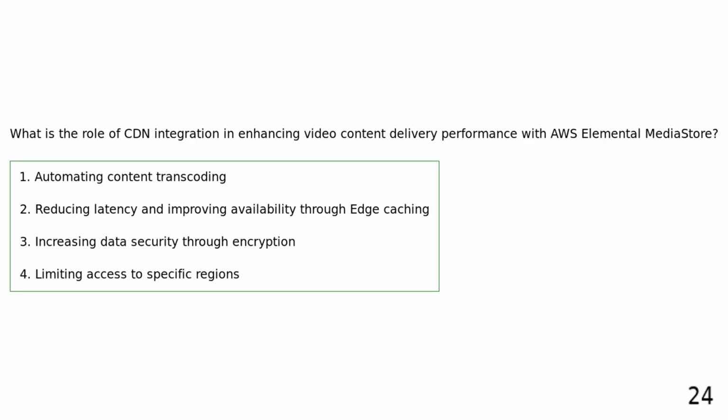What is the role of CDN integration in enhancing video content delivery performance with AWS Elemental MediaStore? Automating content transcoding. Reducing latency and improving availability through edge caching. Increasing data security through encryption. Limiting access to specific regions.